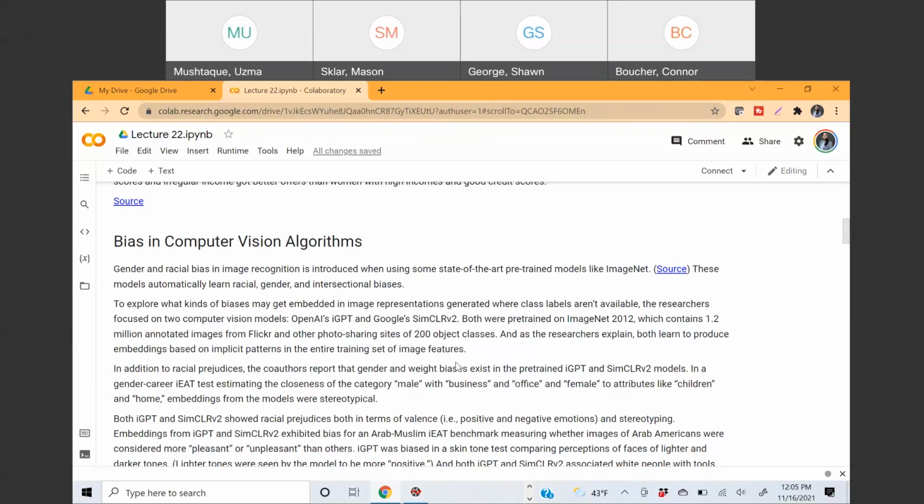In this paper, I have the link to the source, you can go and check. ImageNet was found to have racial, gender, and intersectional bias. And what was found was that these were embedded in not just this one, but the models that were built on ImageNet. Now, obviously, this goes back to the way the data set was created, the way the data was collected, because your model is as good as your data, right?